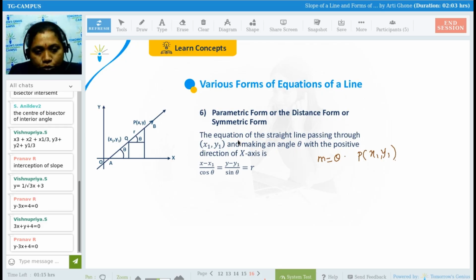But if in the question only parametric form is given or mentioned or required, you have to use parametric form. For parametric form, x minus x1 upon cos theta is equal to y minus y1 upon sin theta is equal to r. So what is this r? What is this r? Basically the distance from the origin. Clear? Okay.